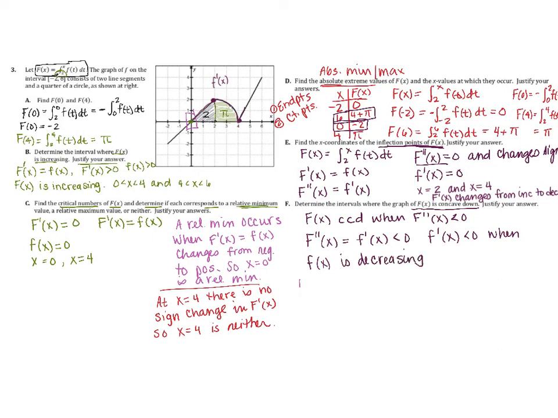So basically, I need to pick out where this graph is decreasing. And so where would I be decreasing? Well, that looks like we are decreasing from 2 to 4. F of x is decreasing on, oops, my pen's about dead, from 2 to 4. All right.